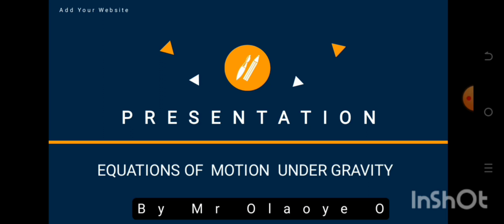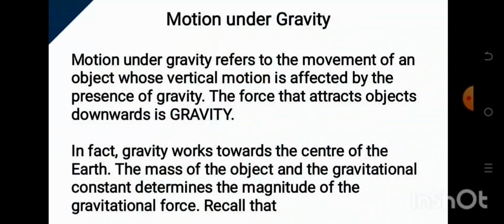Today we'll be looking at equation of motion under gravity. Remember, in the previous class we looked into equations of uniformly accelerated bodies, and I said that in this class we'll be looking at equation of motion under gravity. All right, let's proceed in our class.